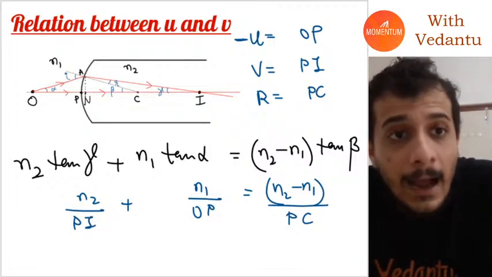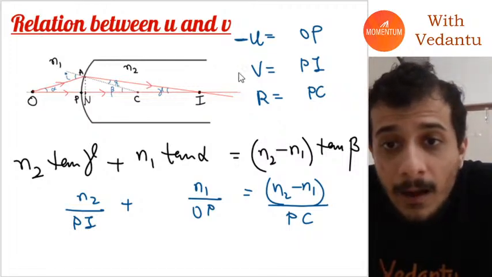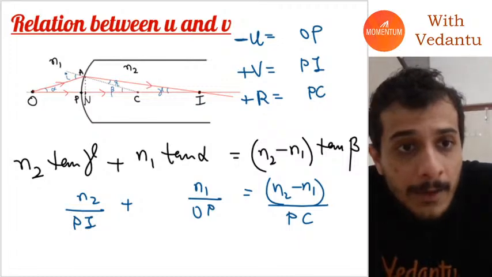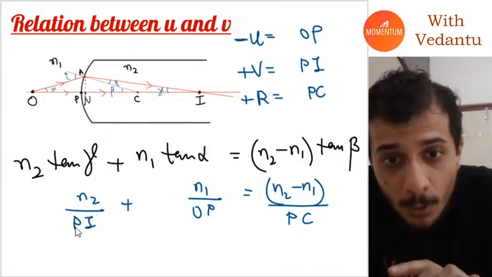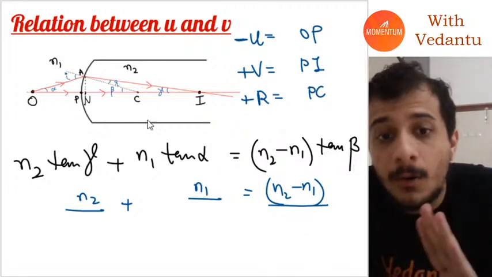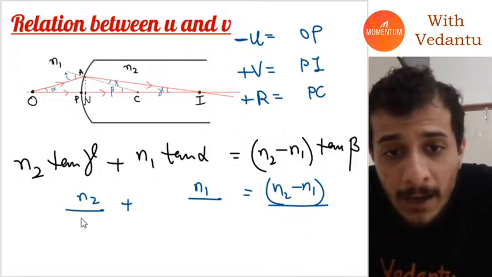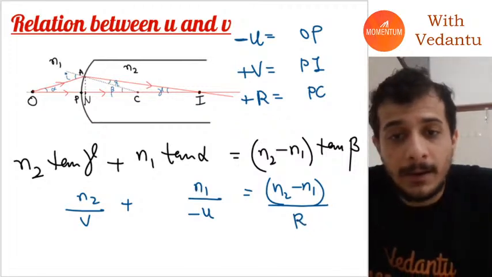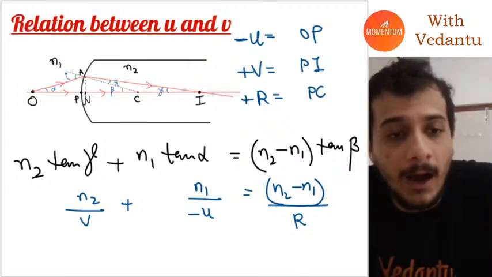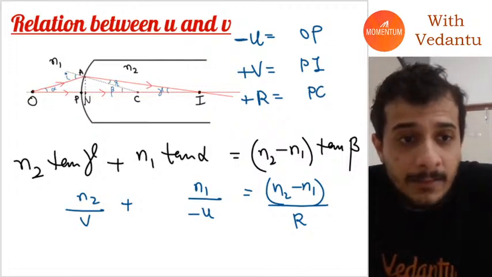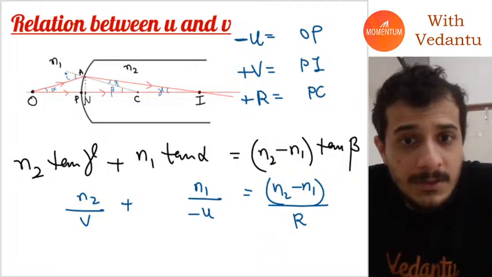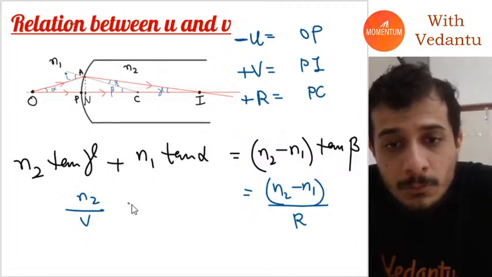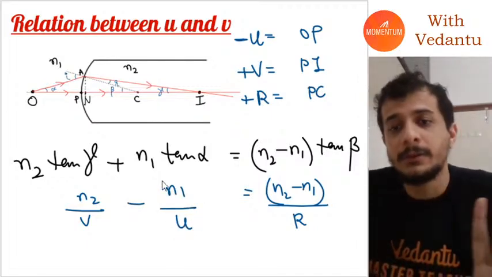Okay, and that means I can substitute all these three into my final equation. And when I substitute all of them into my final equation, what do I get? N2 by v plus N1 by minus u is equal to N2 minus N1 by R. A better way to write this equation, guys, is N2 by v minus N1 by u is equal to N2 minus N1 by R.